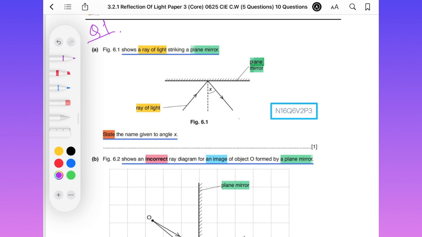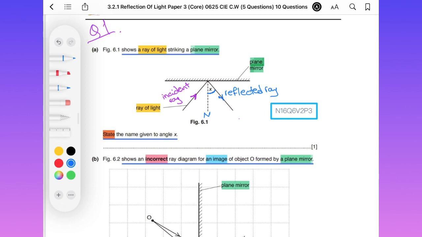Okay guys, you have to follow the arrow. Here, this arrow means incident light ray, striking the plane mirror, reflected back. So here, this will be the reflected ray. So the angle between the reflected ray and the normal, this is indicating the angle of reflection.